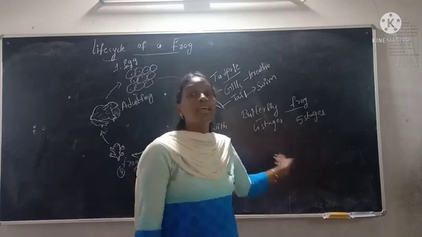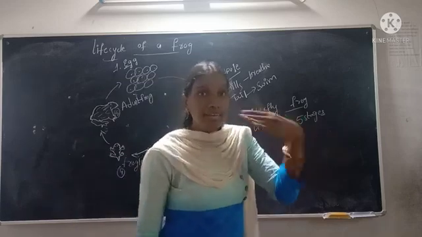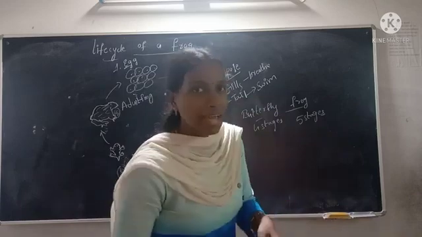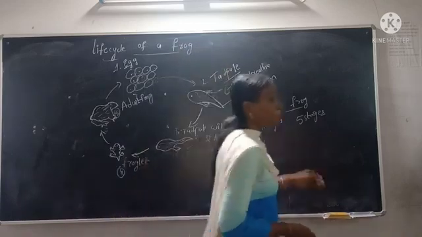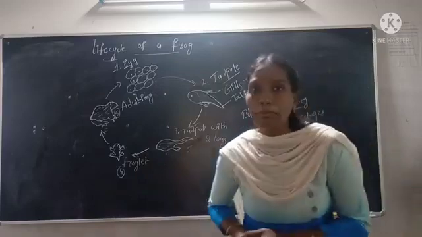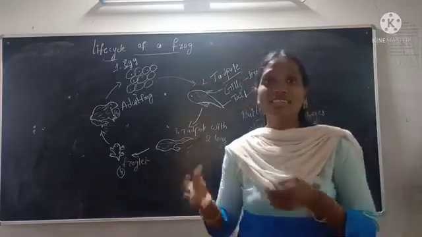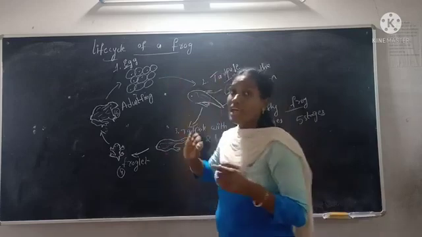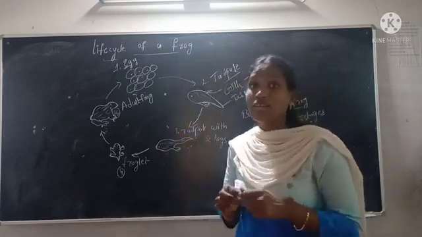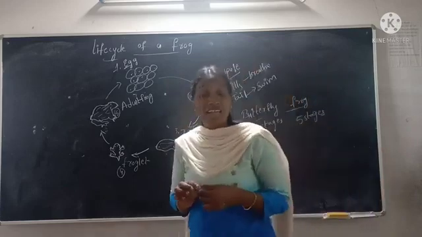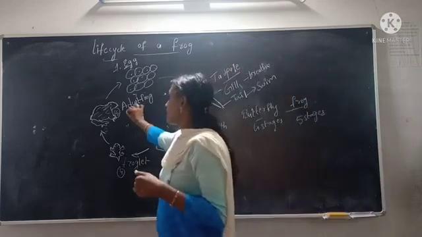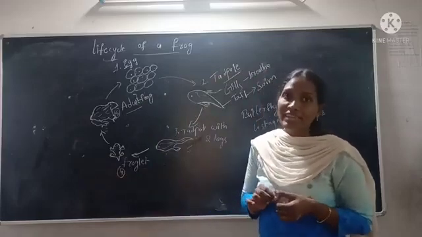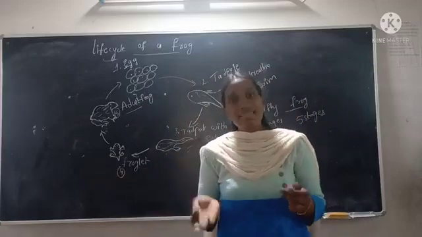the frogs start their life cycle in the water, but they complete their life at the end on the land only. They become an adult frog on the land. Okay, they complete their life cycle on the land as an adult.